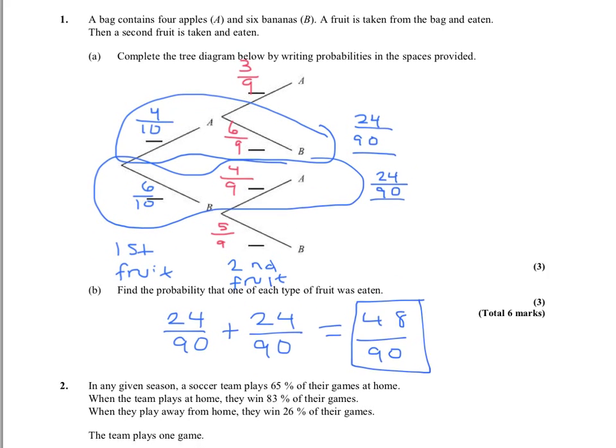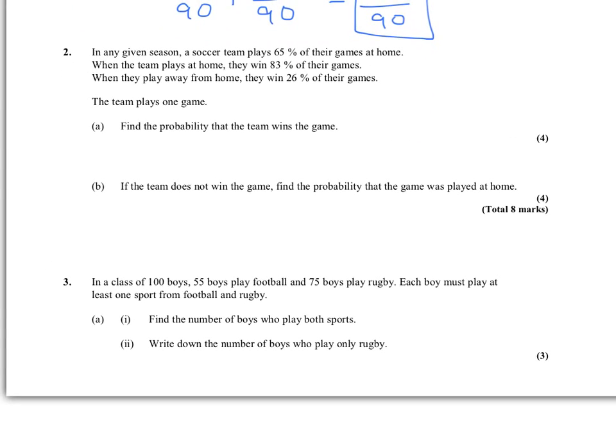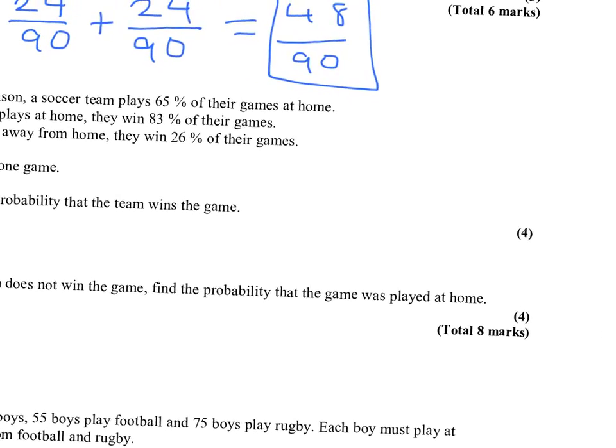Okay, so let's look at a second type of problem. This one says, in any given season, a soccer team plays 65% of their games at home. When the team plays at home, they win 83% of their games, and when they play away from home, they win only 26% of their games. The team plays one game, find the probability that the team wins. This is a perfect example of a problem that we need to use a tree diagram for, but they're not telling us to do that. We have to think of that on our own.